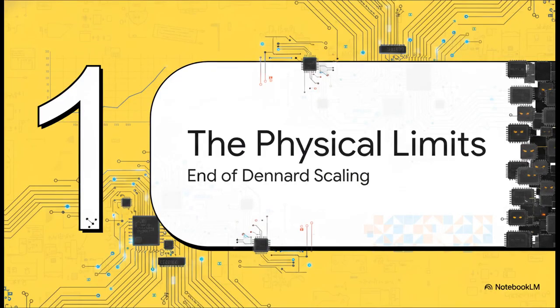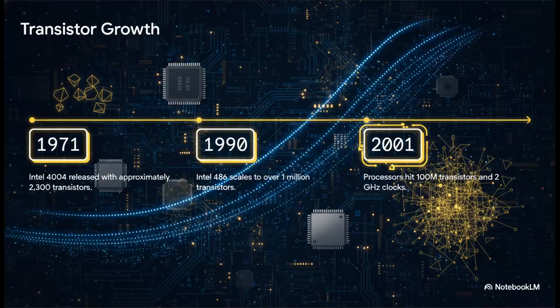Section 1. The physical limits, the end of Dennard scaling and the memory wall. To really understand our current limits, we've got to respect the history. Just look at this incredible exponential curve. We went from the Intel 4004 back in 1971 with a mere 2,300 transistors all the way to the Intel 486 in 1990, hitting over 1 million transistors with a 5-stage pipeline. By 2001, we entered the gigahertz era, scaling up to 100 million transistors.